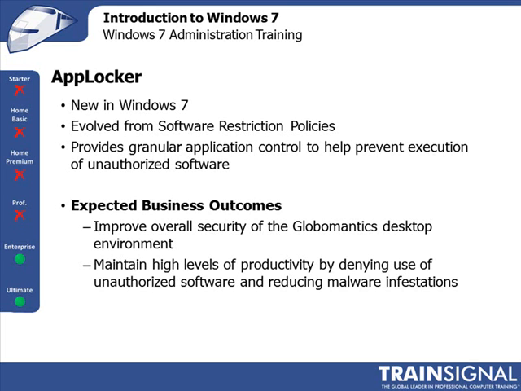You can provide users with a list of software that's allowed to run through AppLocker. Basically, here's the list of approved software, and those applications, and only those applications, will run. This helps to ensure that the desktop environment stays compliant with policies and regulatory requirements. This improves the overall security of the Global Mantics desktop environment. And you maintain higher levels of productivity by denying the use of unauthorized software and reducing the possibility of malware infestations that could lead to further security breaches down the road.